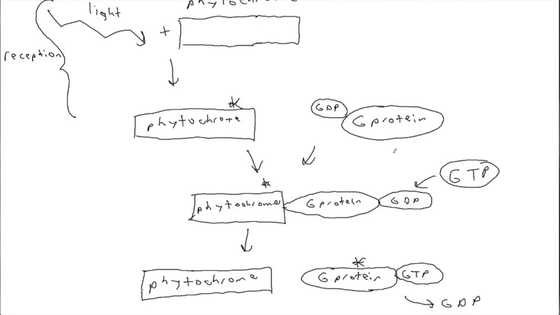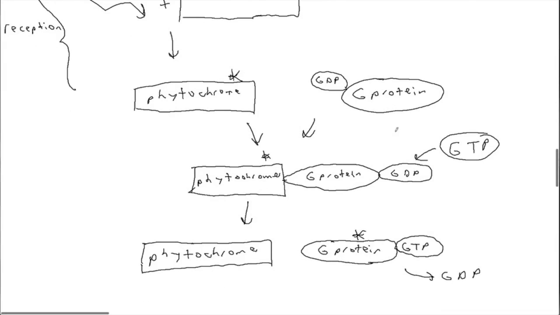So it's not like the G protein saw that the phytochrome was activated. It's just randomly bouncing around. But now that the phytochrome is activated, the next time a G protein bounces into the phytochrome, they're going to stick and fit into each other.